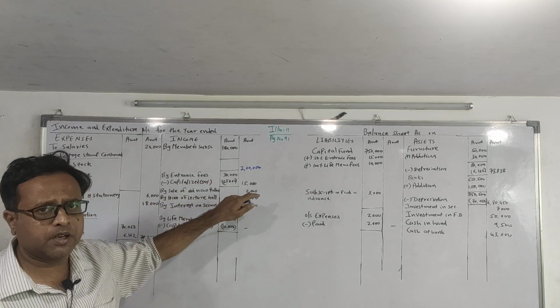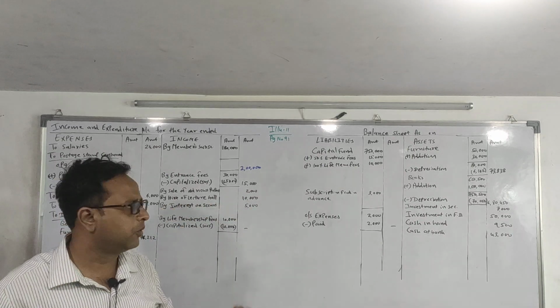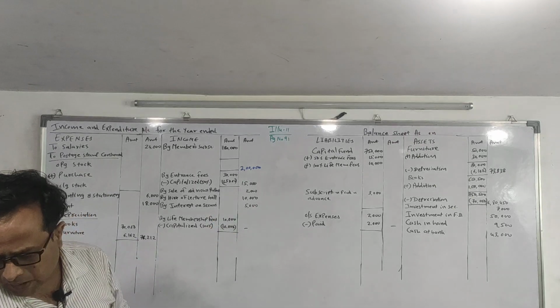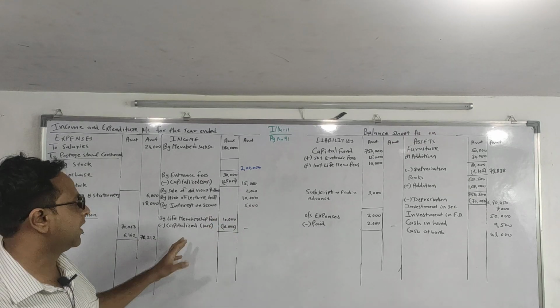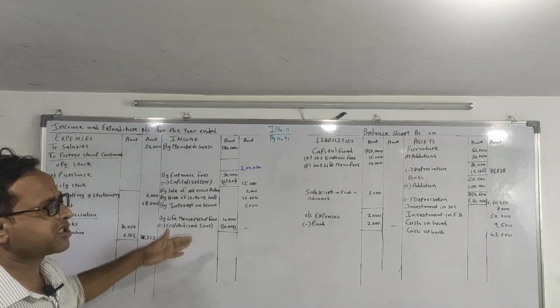Sale of old newspaper, we have already mentioned it is income. Outer column. Hire of lecture hall, no adjustment. Outer column. Interest on securities, no adjustment. Outer column. Life membership fees, there is one dot, so I am writing in the inner column. So the receipt side posting is done.